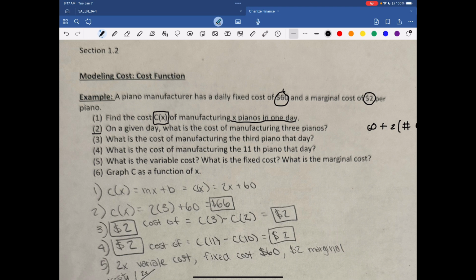This question may seem more tricky, but it's asking the cost of manufacturing the third piano. So if you were to manufacture, this is how I'm approaching the question. If you were to manufacture two pianos versus three, what is the cost of the third piano?